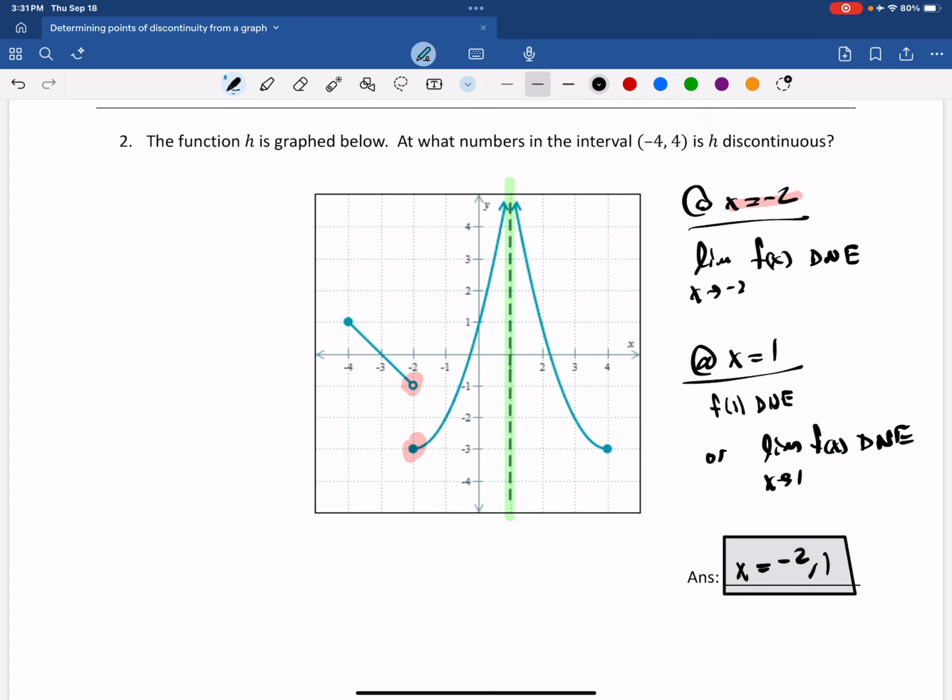Okay? So there it is. Again, find the points of discontinuities, those holes, the skips, the jumps, the vertical asymptotes. Tell me why it is discontinuous at that point. Don't just give me the answer. Tell me why that is the answer.